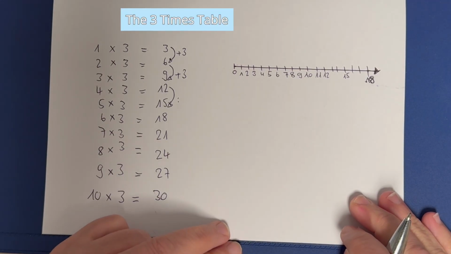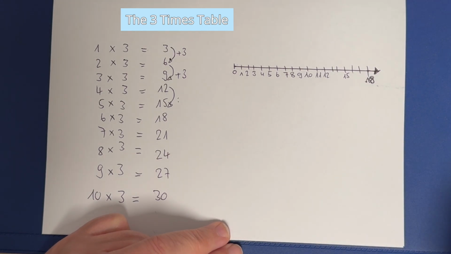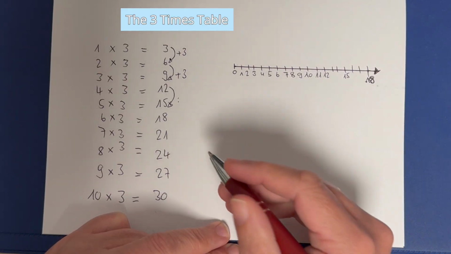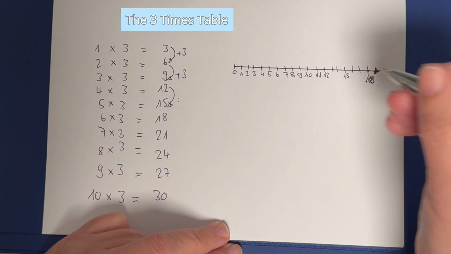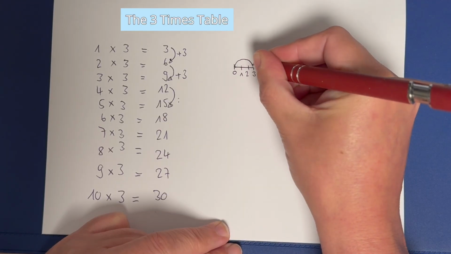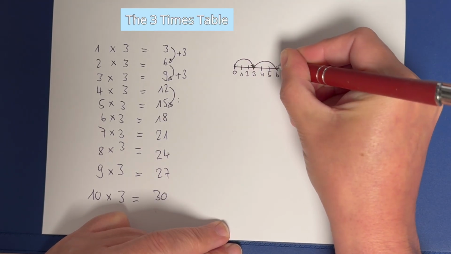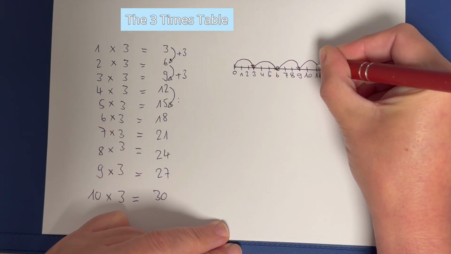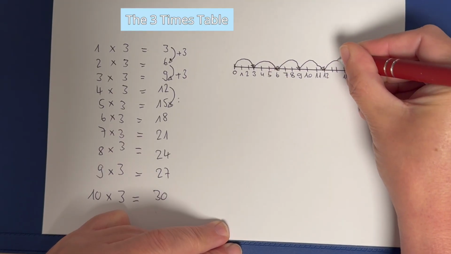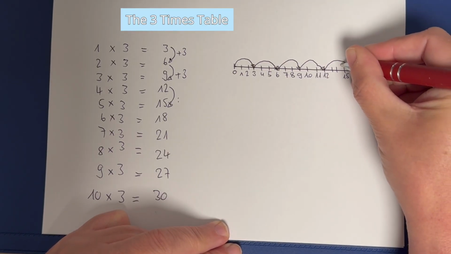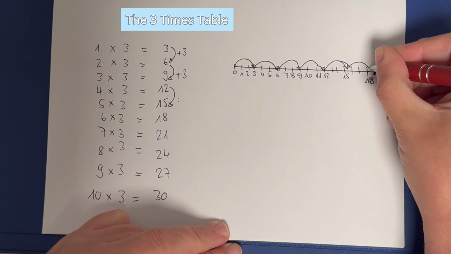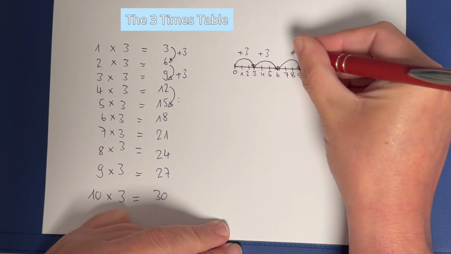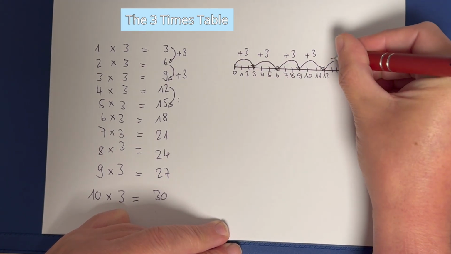Now let's look at it on a number line. I prepared the number line from 0 to 18. When we draw the 3 times table on the number line, we are simply jumping forward in steps of 3. From 0 to 3, from 3 to 6, from 6 to 9, from 9 to 12, from 12 to 15, and from 15 to 18. So each jump is plus 3, plus 3, plus 3.